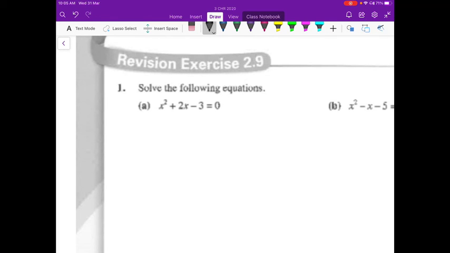So to solve this quadratic equation, we need to write down the A value, B value, C value. Let's write it down now. A equals to 1, B equals to 2, C equals to -3. Then we have a formula. I'm going to write the formula on the board for you. The formula is given to you. You do not need to memorize, but you need to know how to use it.